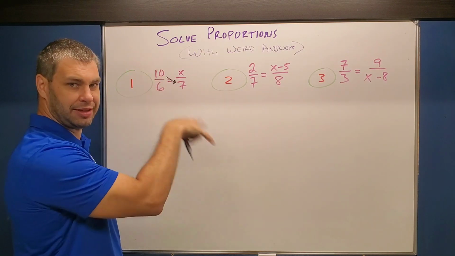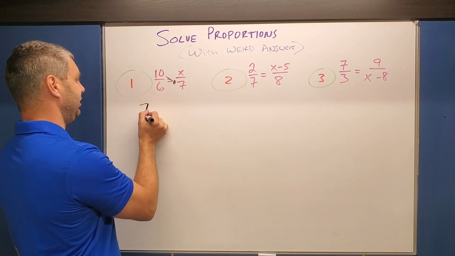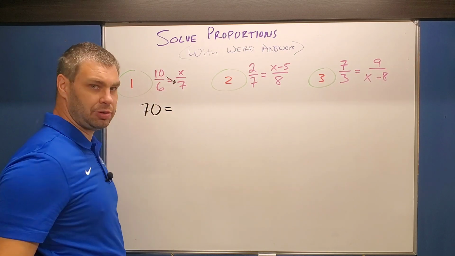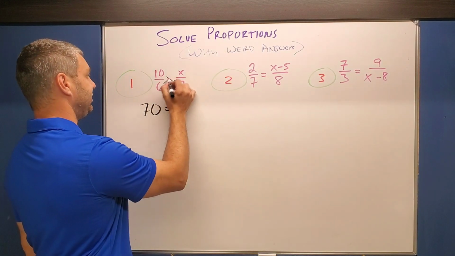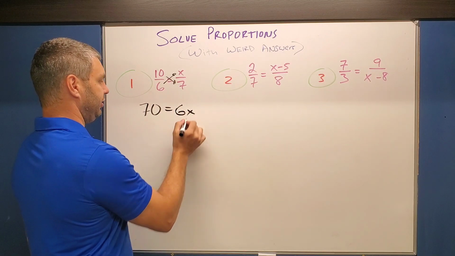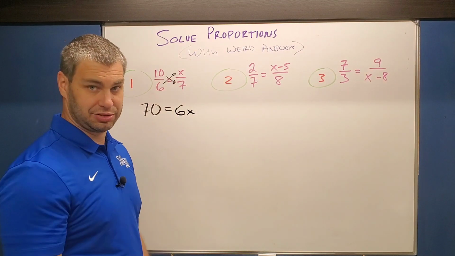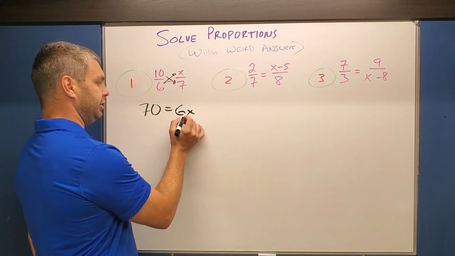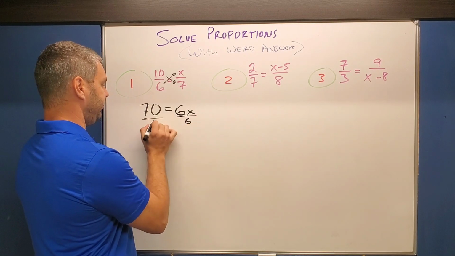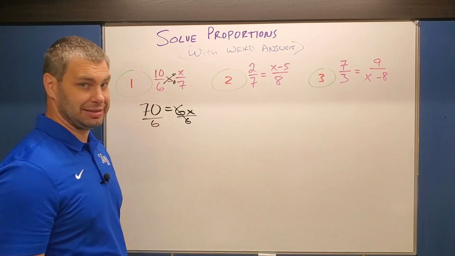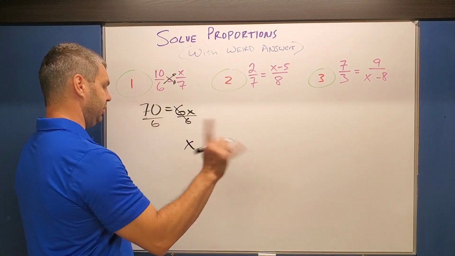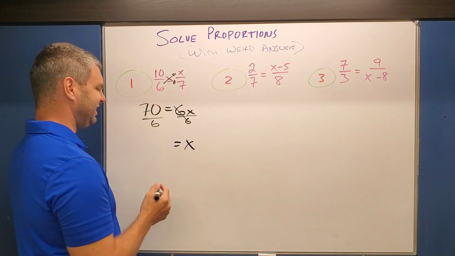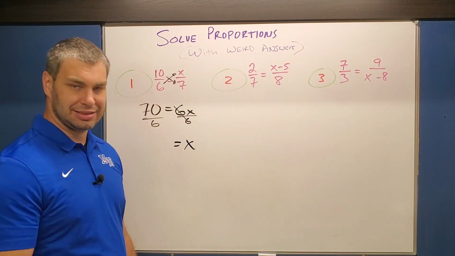So if I go from the top left to the bottom right, 10 times 7 is 70, and then we're going to set that equal to crossing the other way. 6 times x, of course, we can't do that yet, so we have to leave it as just 6x. And how do you undo multiplication? With division. If I divide both sides by 6, I'm just left with x on the right side. On the left side, 70 divided by 6, does not turn out very nice.